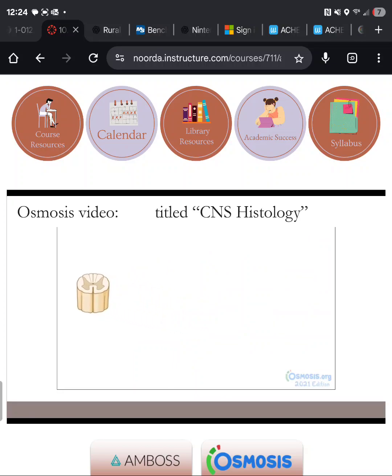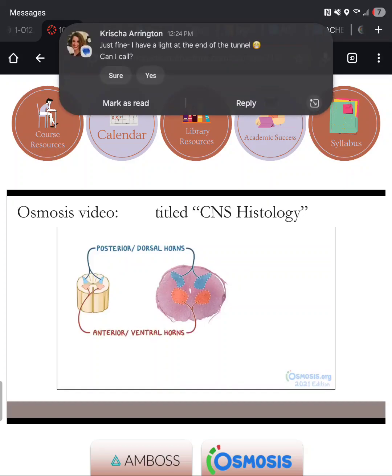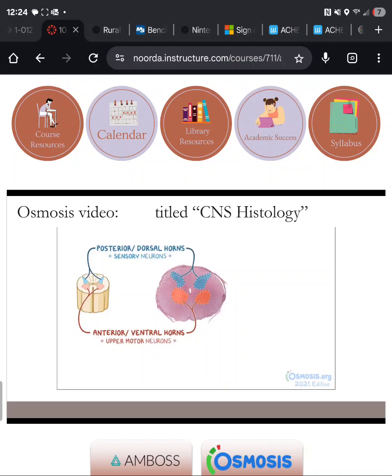In this low-power image, we can see the spinal cord's two posterior or dorsal horns closer to the top of the image, and two anterior or ventral horns at the bottom. The dorsal horns contain mostly sensory neurons, and the anterior horns contain mostly motor neurons. A simple way of remembering the location of the motor neurons is to remember that most cars also have their motors in the front or anterior part of the car.